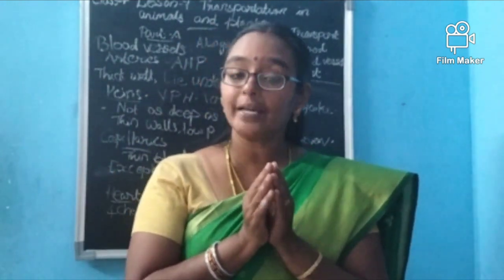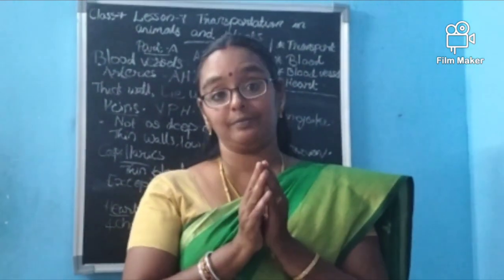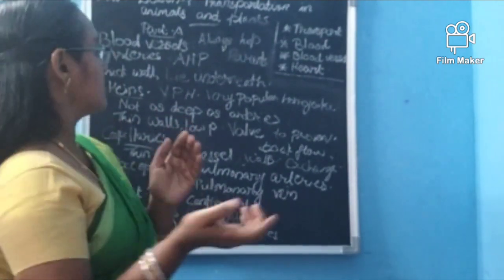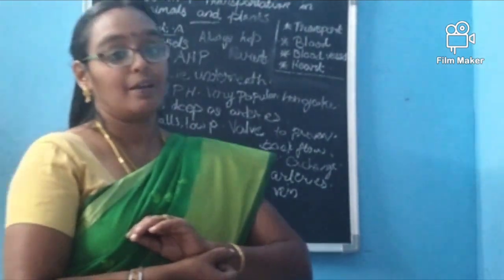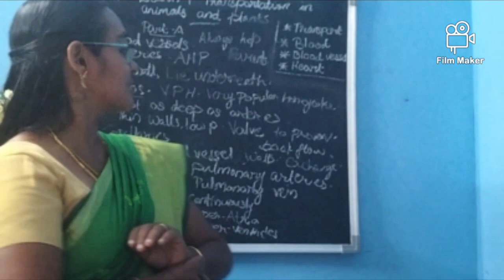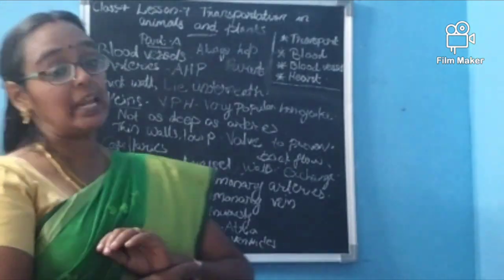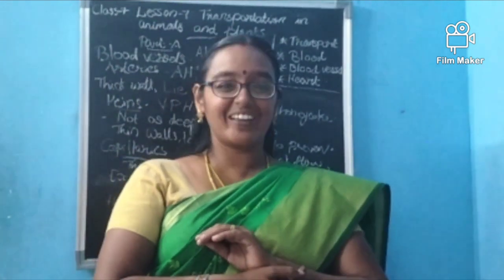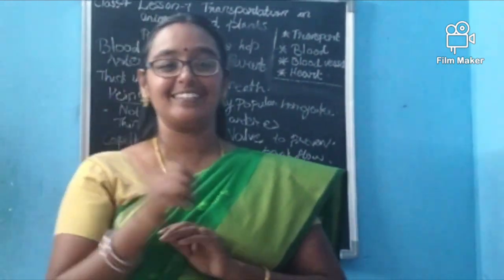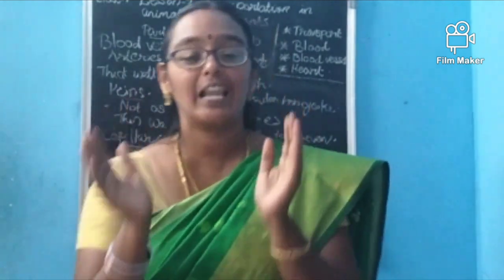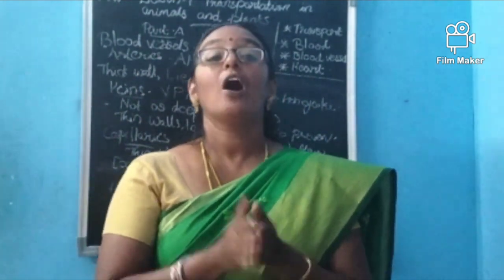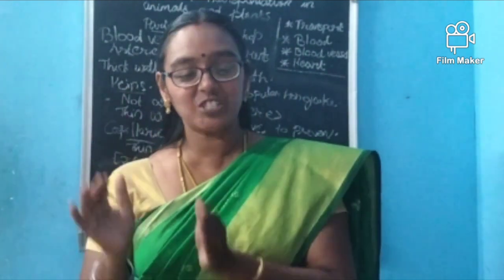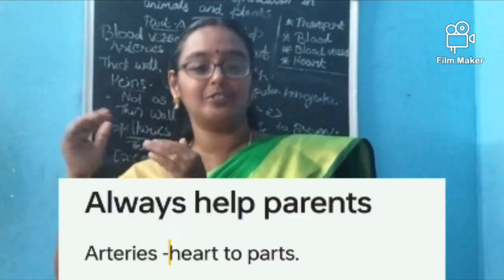Arteries from heart to different parts. Normally, usually it will carry oxygen rich blood. It will be easy for you. I will help you with a mnemonic: Always help parents. It's advice for you also. The parents will say yes, it should be. Always help parents is a key word. Arteries from heart to parts. AHP.